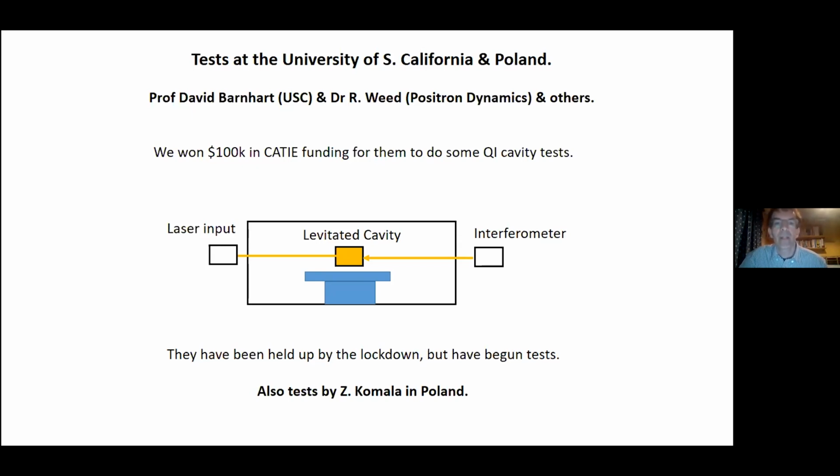It's been quite a delay, but this would be quite a nice test because they're hoping to use a levitated cavity and then use an interferometer to look for very fine movements. There are also tests being done in Poland by Zbigniew Kamala, which are very interesting, but I don't have time to talk about today.